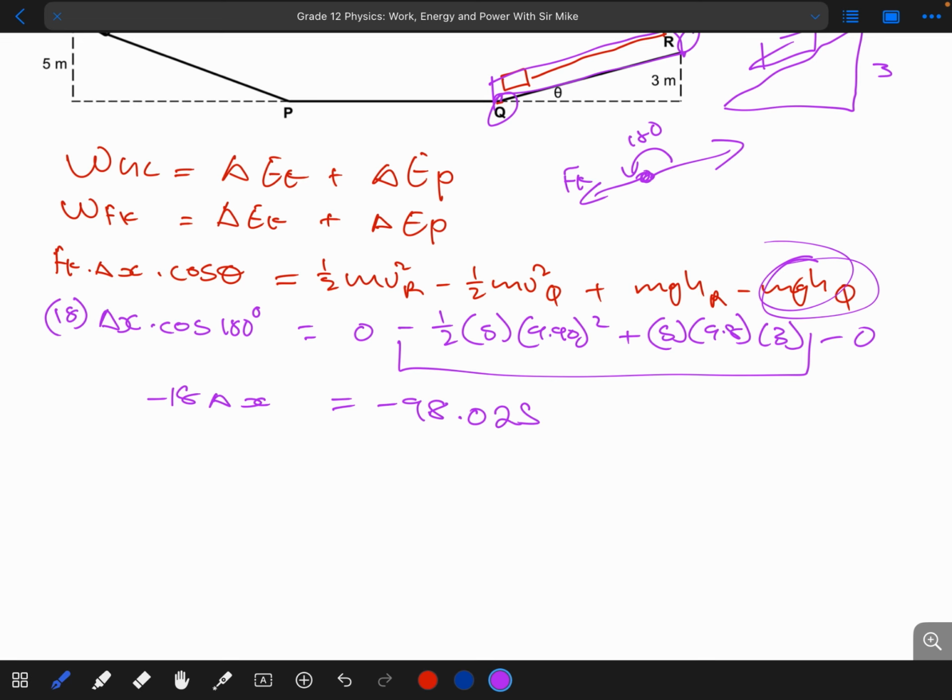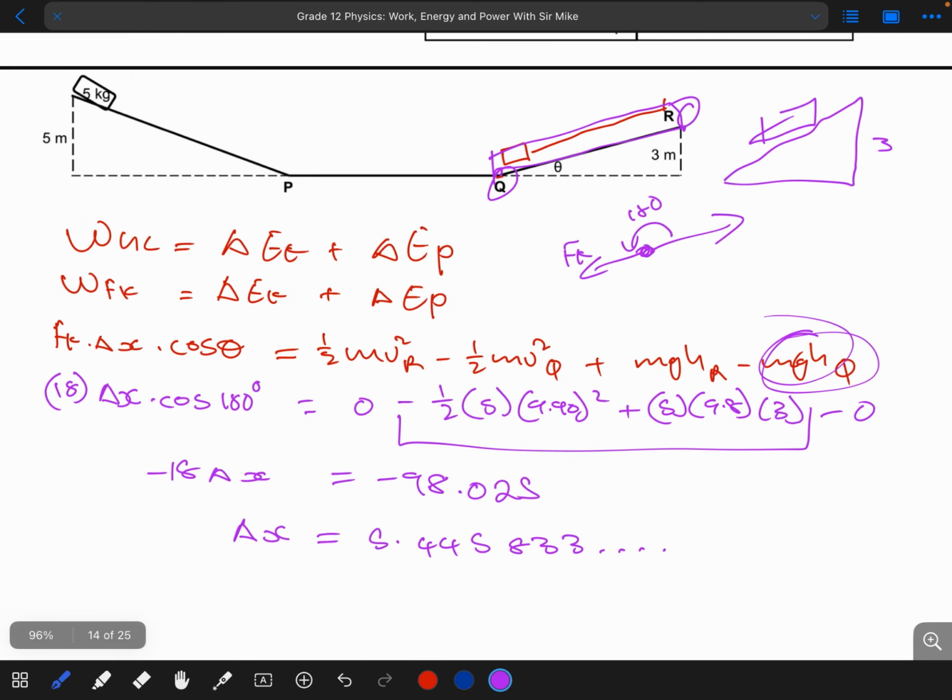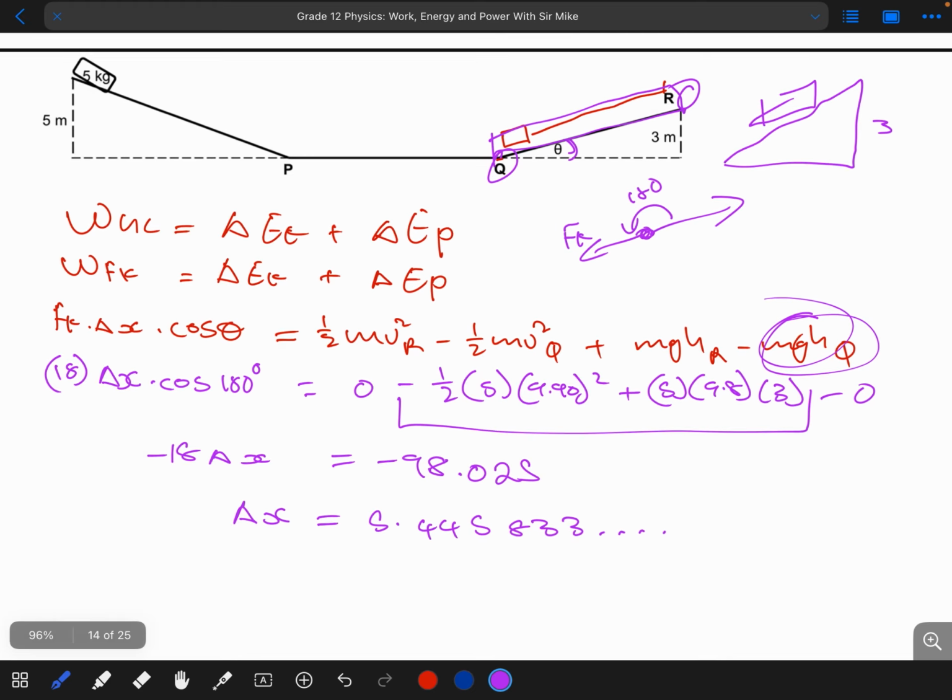So what you're going to do is divide by negative 18 on both sides, and what you're simply going to get is delta x would be 5.445833, and so on and so forth. Now we can't round that off. Why? Because remember, we are trying to look for that angle theta there, not the displacement.